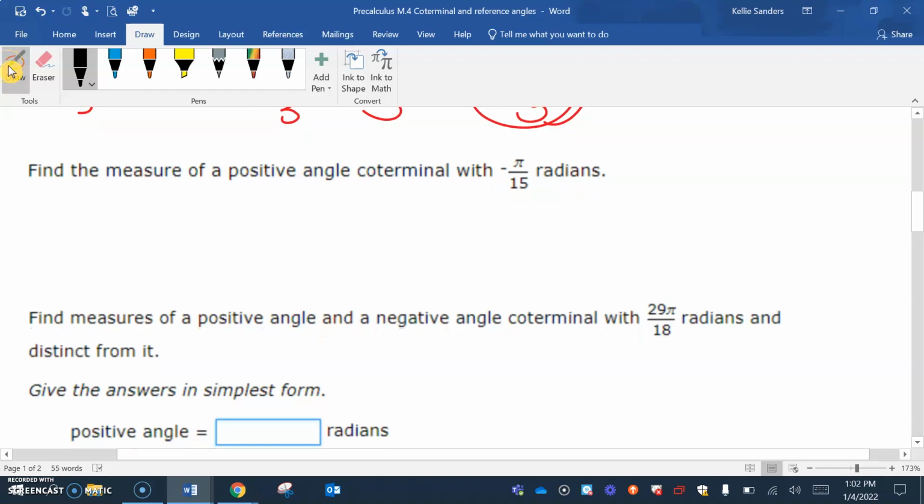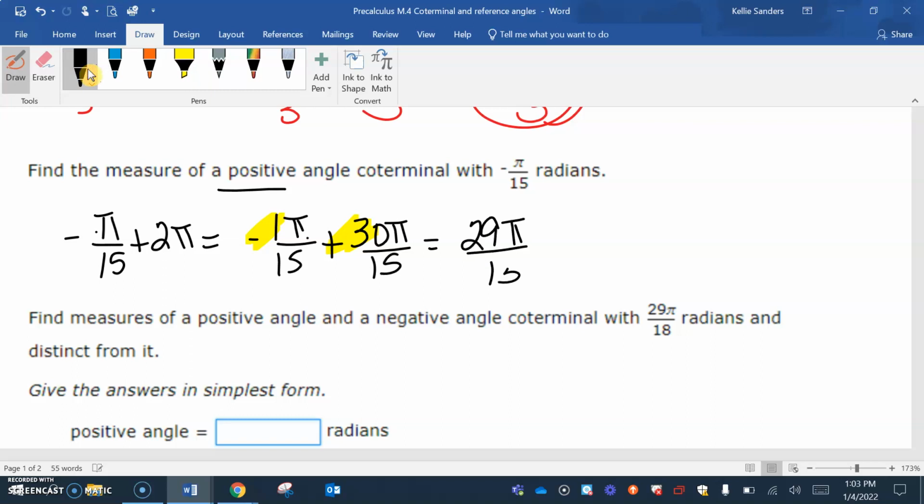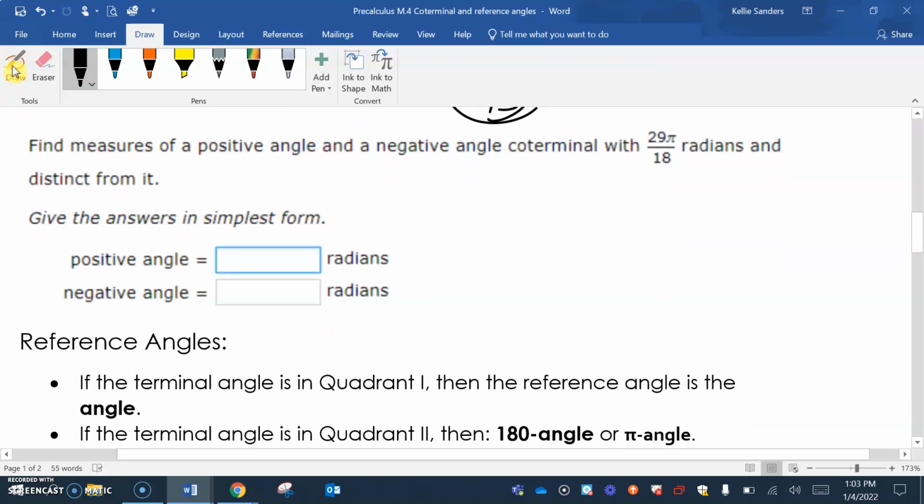On this one, it's already negative, and we want positive. So we are going to add 2 pi this time. You can put a 1 in front of the pi. And we're going to double the 15 to get 30 pi over 15, because 30 over 15 is 2. And then we just do negative 1 plus 30 is 29 pi over 15. If you can reduce, you must reduce. We just haven't had to so far.